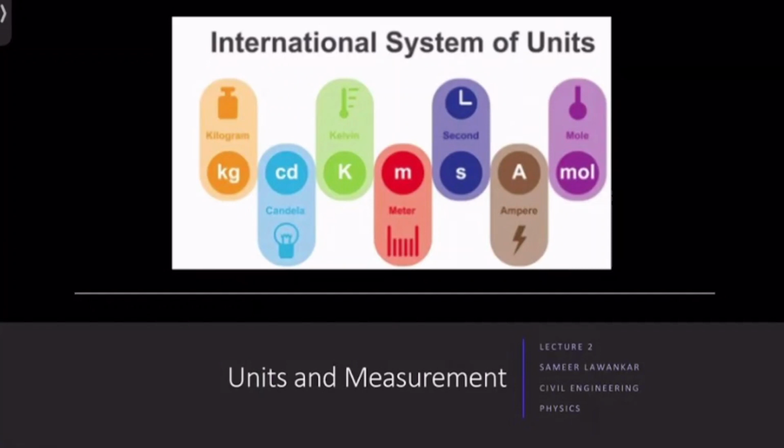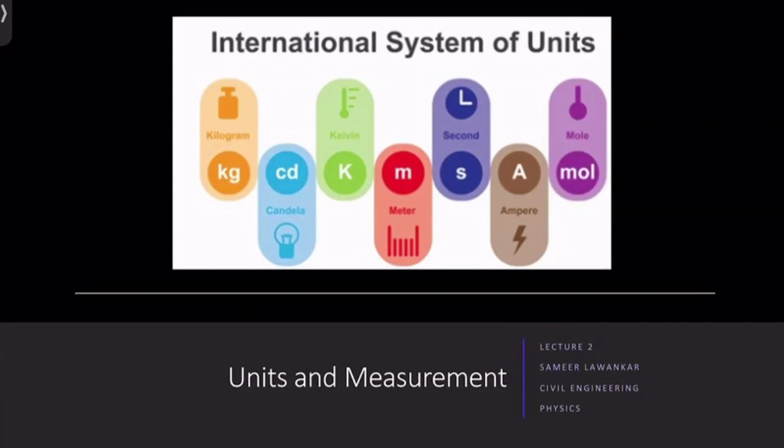So in the previous lecture, we started with the discussion on measurement of length, how lengths are measured. Today we will go on with the final concluding portion of that measurement of length, and then we can go to measurement of time and move on with further discussions.